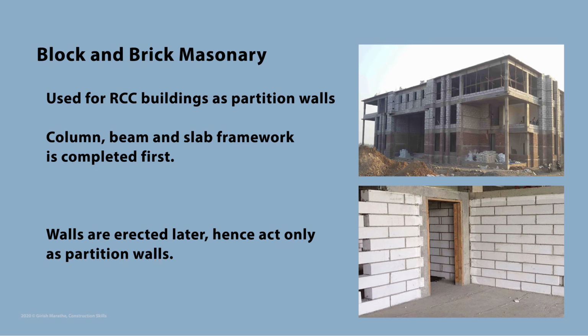Brick and block masonry are mostly used for RCC buildings as partition walls. As can be seen in the image, all column, beam and slab framework is done before erection of any walls. Since walls are erected after framework, walls in case of RCC building are only partition walls.